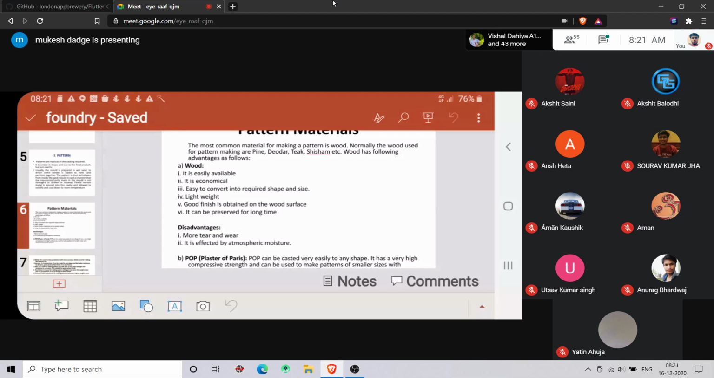So what are the disadvantages? More wear and tear, and it is affected by atmospheric moisture. So it has more wear and tear, and swelling will be there.